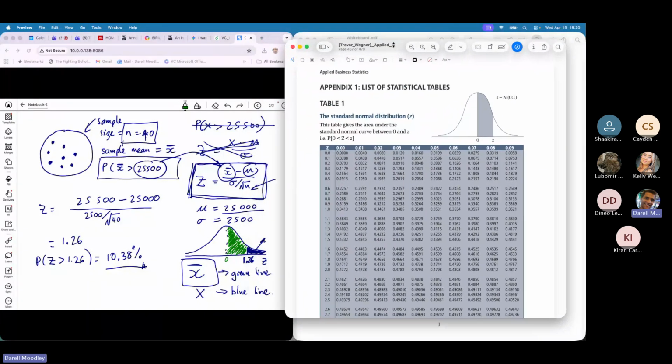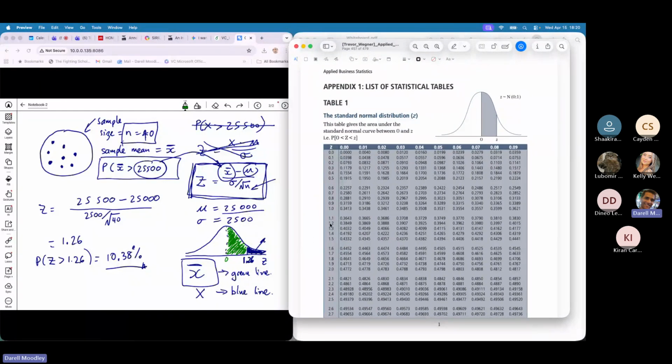All right, so our Z value is 1.26. So 1.2 is here. 1.26 is, if I go across, this column here. So we get a value of 0.3962. So this green area is 0.3962. It might not be the exact value, so let's just check. This green area is 0.3962.